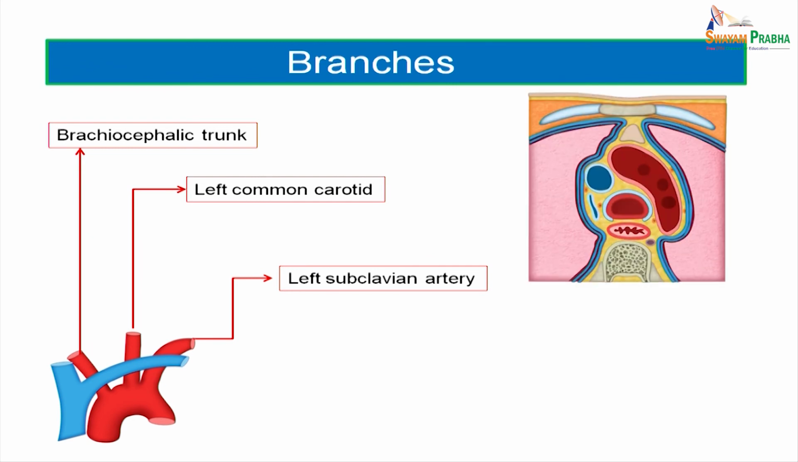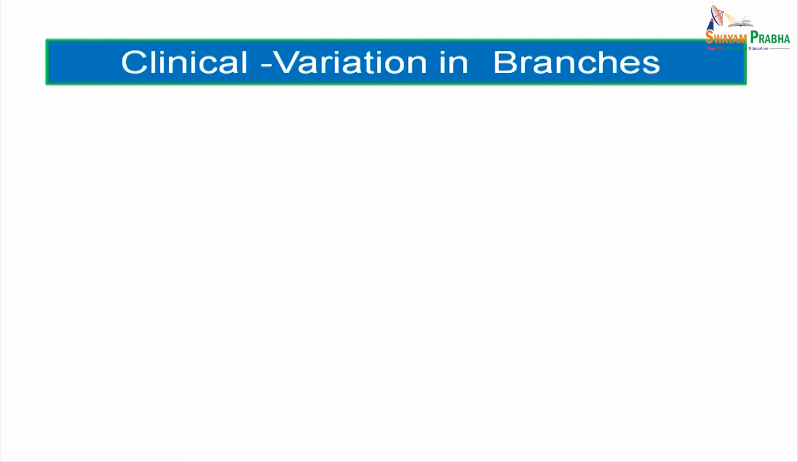If we see this in a cross section, we can see the three branches which are being shown in darkened colors. The first one indicates the brachiocephalic trunk, the next one the left common carotid, and the last one is the left subclavian artery. These are the three primary branches of the arch of aorta, but we come across innumerable variations in the branching pattern of the arch of aorta.